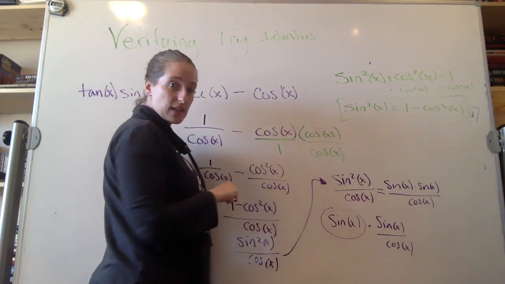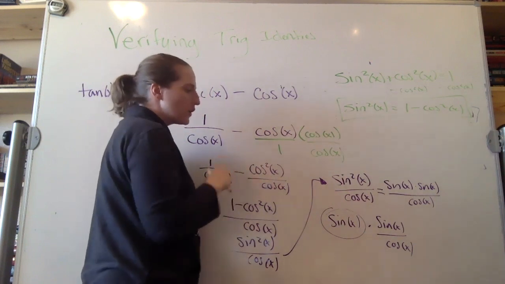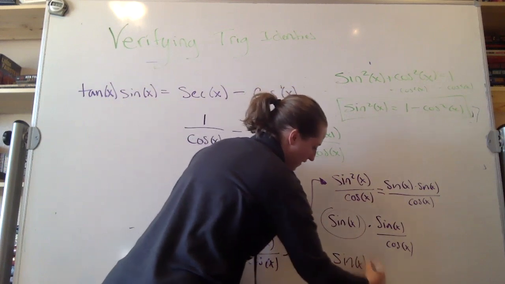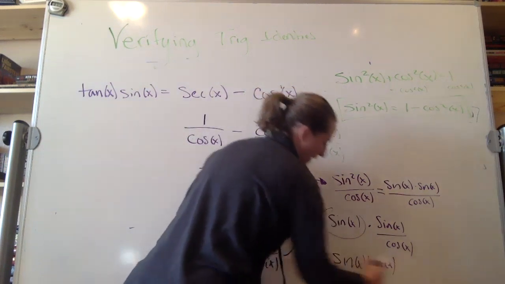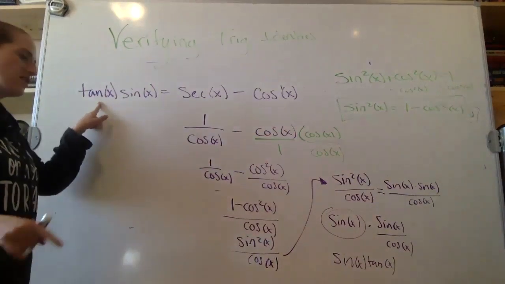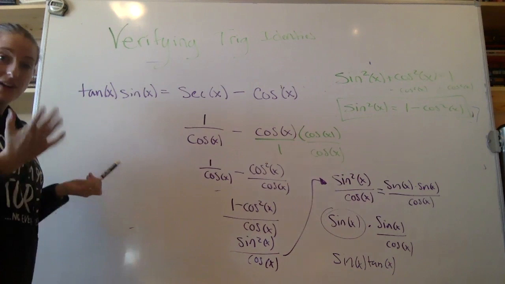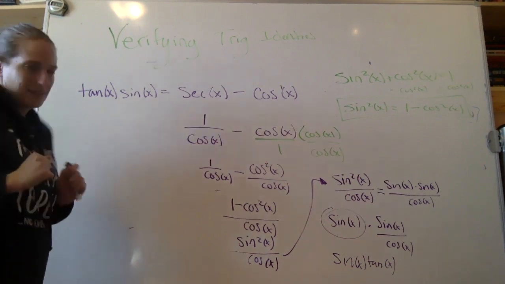Sine over cosine, that's one of our quotient identities. Sine over cosine is tangent. So look, I've rewritten this as sine of x times tangent of x, which is the same thing as tangent of x times sine of x. Okay, there we go. We did it. We verified our first identity. Hooray! Let's do another one.